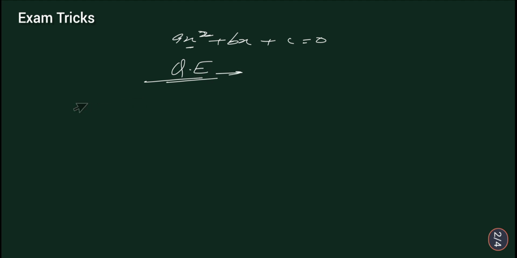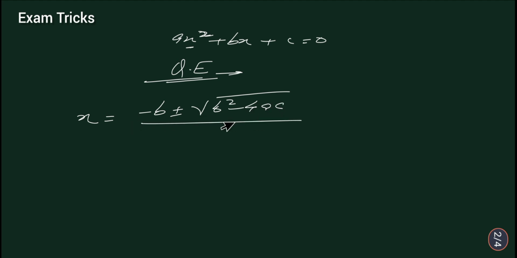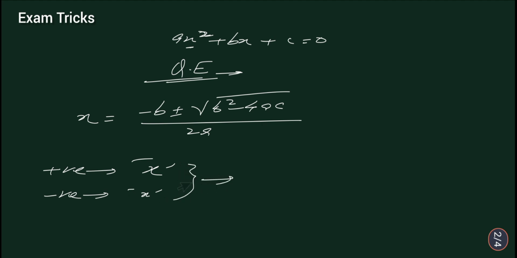Now we know the standard formula for solving the quadratic equation: x is equal to minus b plus minus square root of b square minus 4ac, divided by 2a, right? Here the power of the variable is 2, hence we get 2 values of x. If we take the positive sign, we get one value of x, and with the negative sign, we get another value of x. Means in both cases we will get 2 values of x, right?